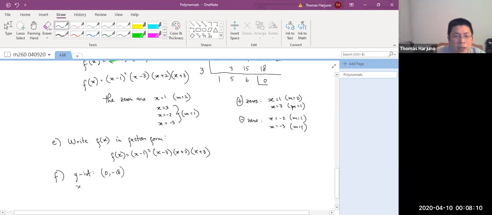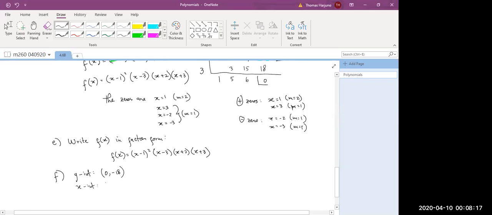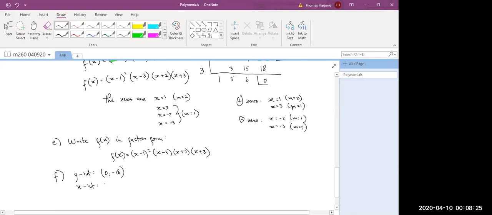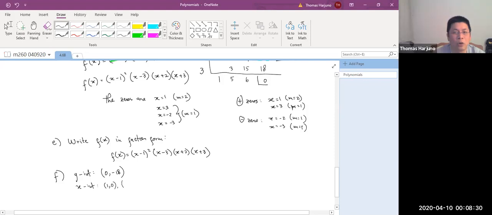How about the x-intercepts? These are the zeros. Yeah, but the zeros are only numbers. Oh, I'm sorry. 1, 0. 1 with multiplicity 2, and 3, 0. Zeros: negative 2, 0, and then negative 3, 0.